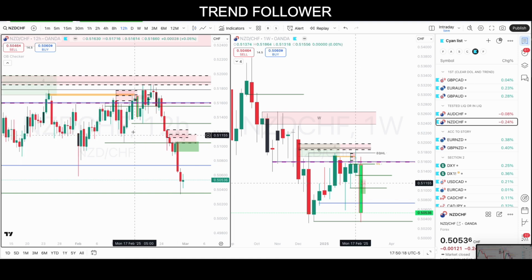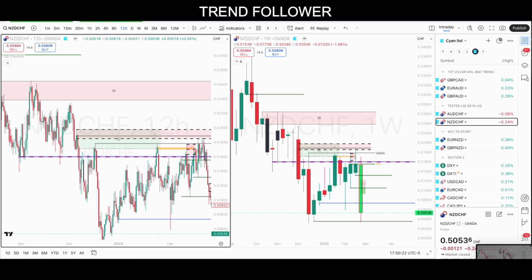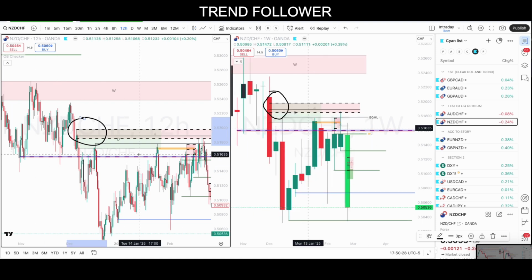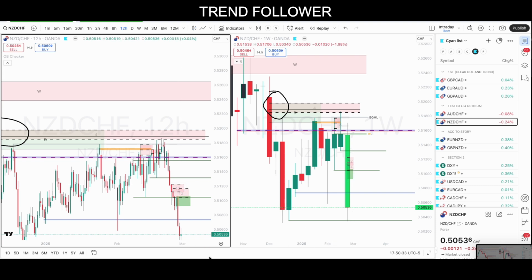So in NZDCHF, I think it was two videos back, I mentioned this is an extreme zone. It's just 4 hours, but the combination is just awesome here. And it touched it and just went down. And there's a reason it went down. There's a reason why this became such a big trade.